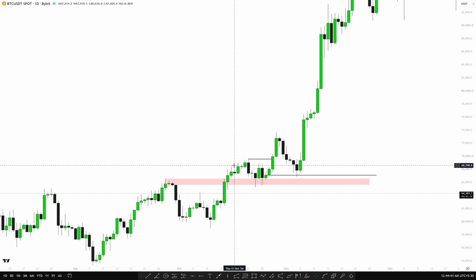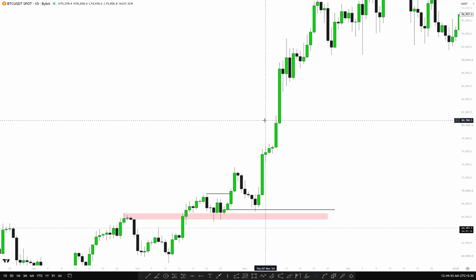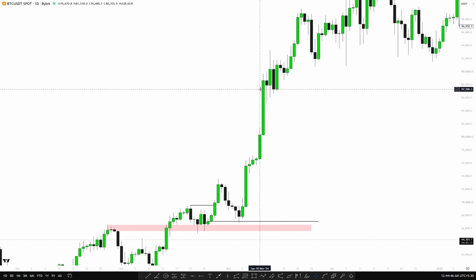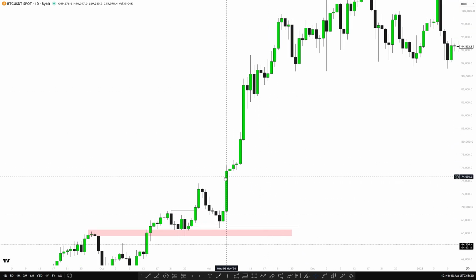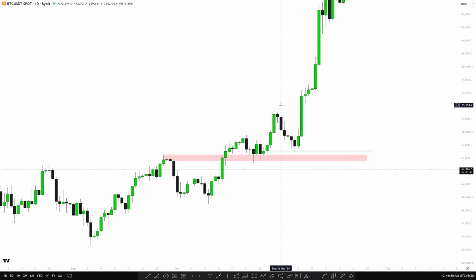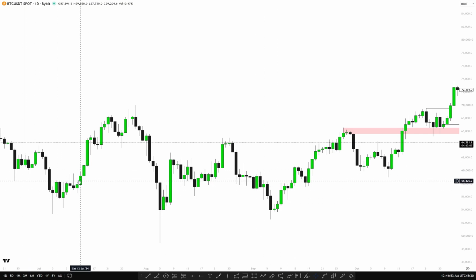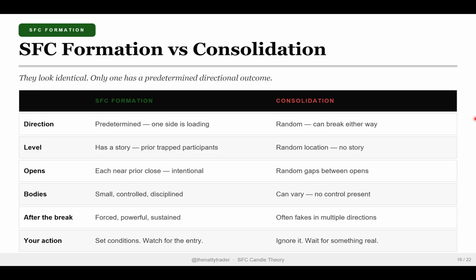You have to look out for SFC formation, SFC formation, SFC formation. Okay, these are SFC expansion, but at the end, as a beginner, just focus on these two things: SFC formations and these candlestick patterns. That's about it. Now, SFC formation versus consolidation.